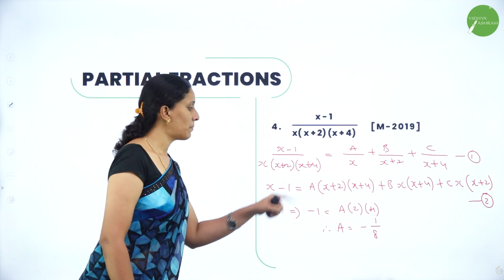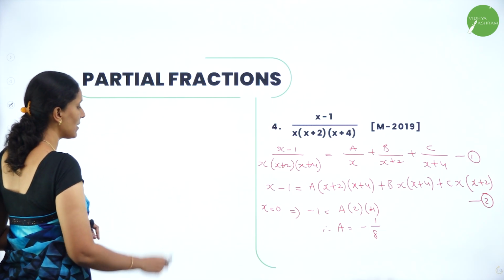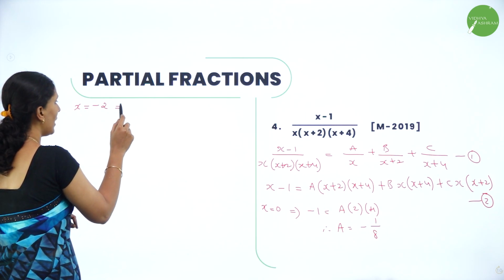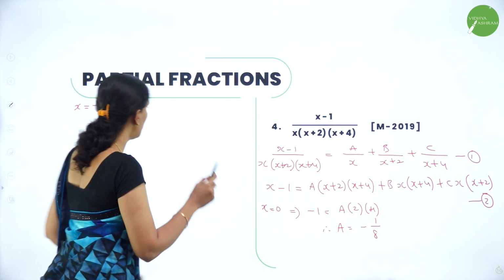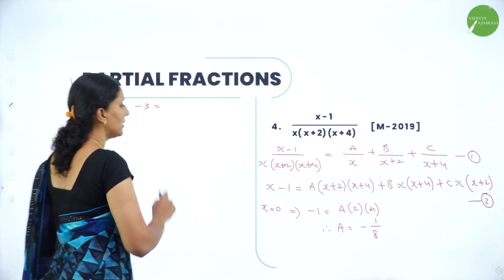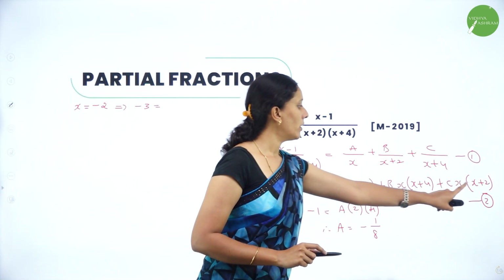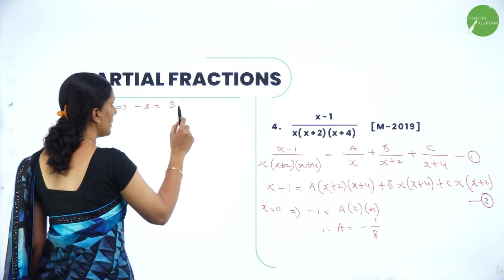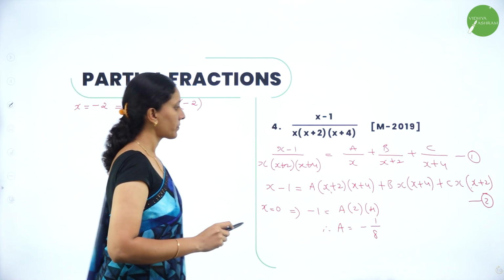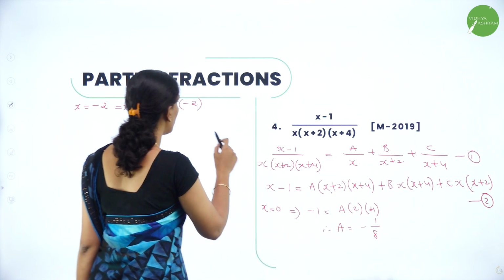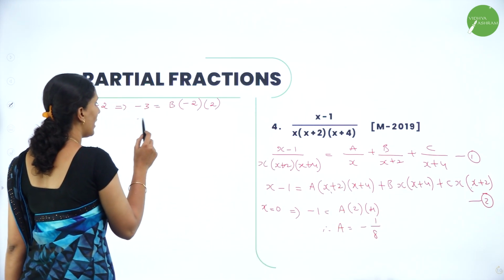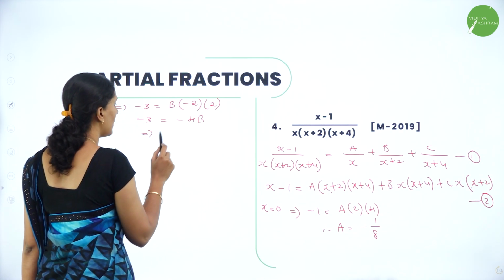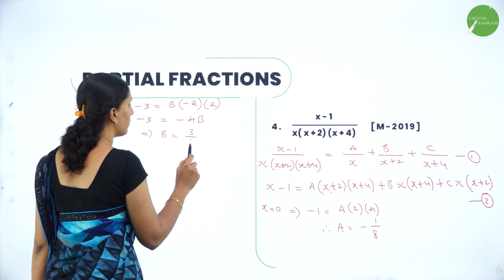Next we can take x plus 2 as 0. If you take x plus 2 as 0, we will get x is equal to minus 2. Then it becomes minus 2 minus 1, minus 3. The term containing x plus 2 will become 0, so we are only left with b. So b into (minus 2 plus 4) is 2. So we have minus 3 is equal to 2b, so this implies b is equal to 3 by 4.